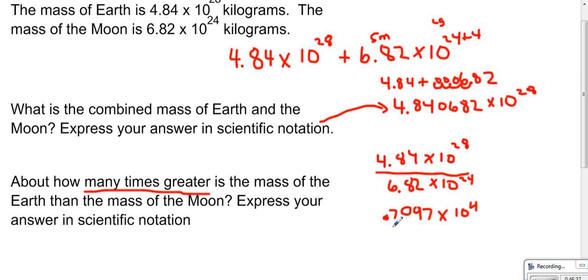This is not in scientific notation, so I'm going to move it just one time over to the right. Made this larger, have to make this smaller. So your final answer is 7.097, and I rounded there, times 10 to the, I had to make this smaller, that's a minus 1. 4 minus 1 is 3. Annoying problem, but that's it.